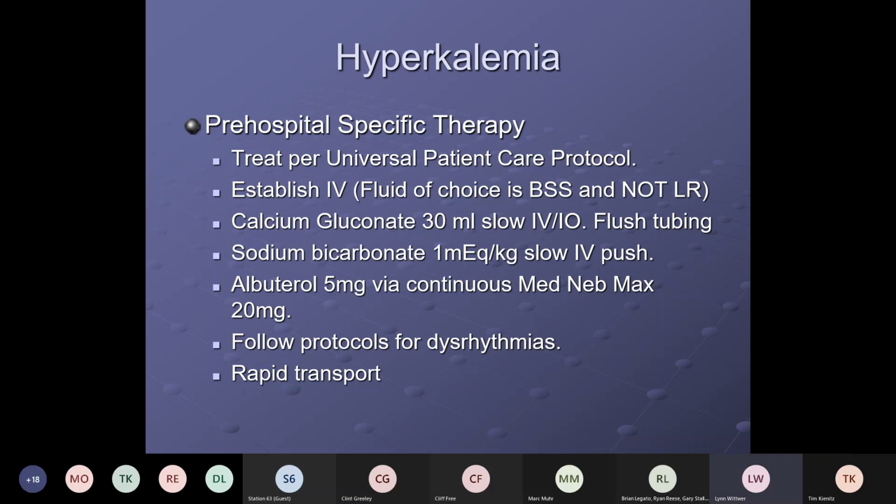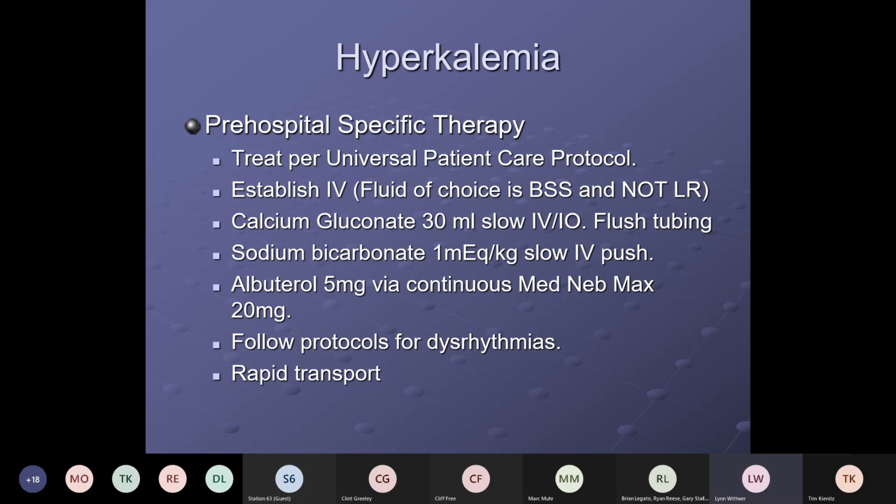But establish an IV fluid, and generally speaking, with hyperkalemia, particularly if it's associated with diabetic ketoacidosis, they're going to be fluid short, so they're going to need fluid. Then I would give them calcium gluconate, and our new orders call for 3 amps, which is 30 mils, slow IV, flush the tubing between, and then give sodium bicarbonate.